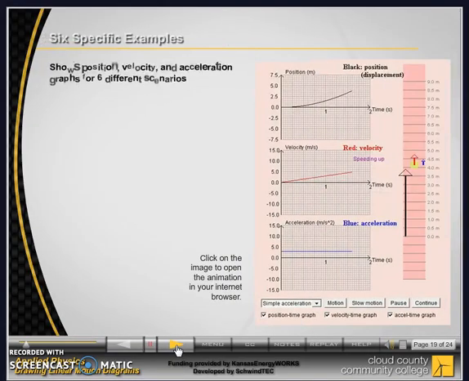This applet shows position, velocity, and acceleration graphs for 6 different scenarios. It also includes an option where you can edit the velocity versus time graph. Click the link to see the example.